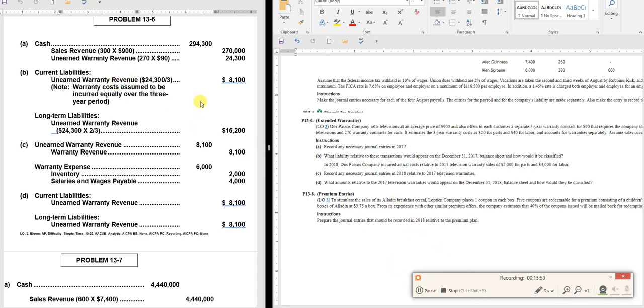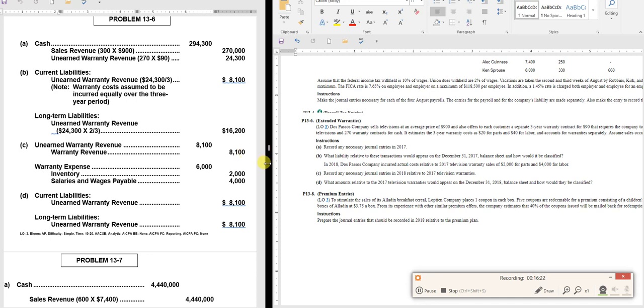Remember, it's 3 years, so 1 year is current, 2 years is non-current. So I've just split that between, divided by 3 is 8,100, so 1 year current, 2 years non-current. Okay, and remember that we said that we earn 1/3 of it every year, so that's all I'm doing here is I'm taking it out of unearned revenue and putting it into revenue.